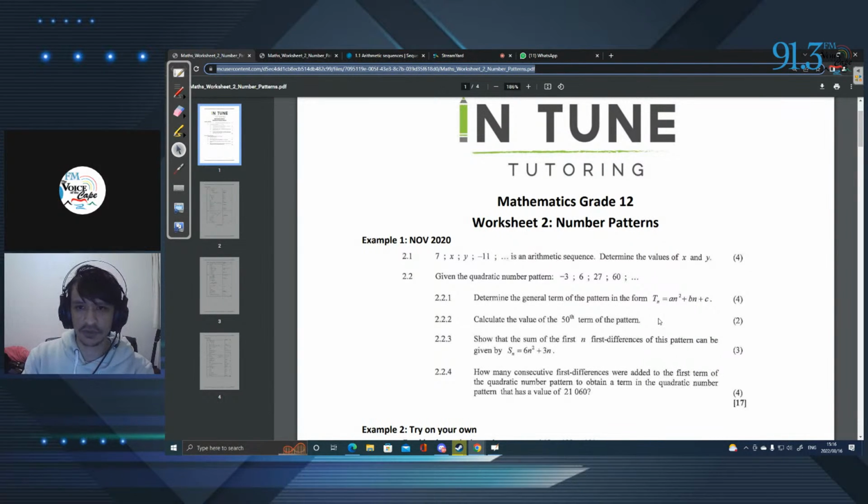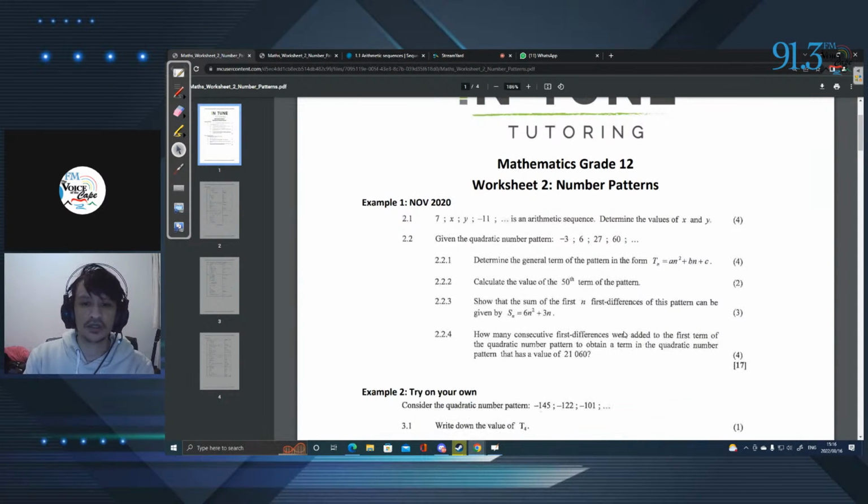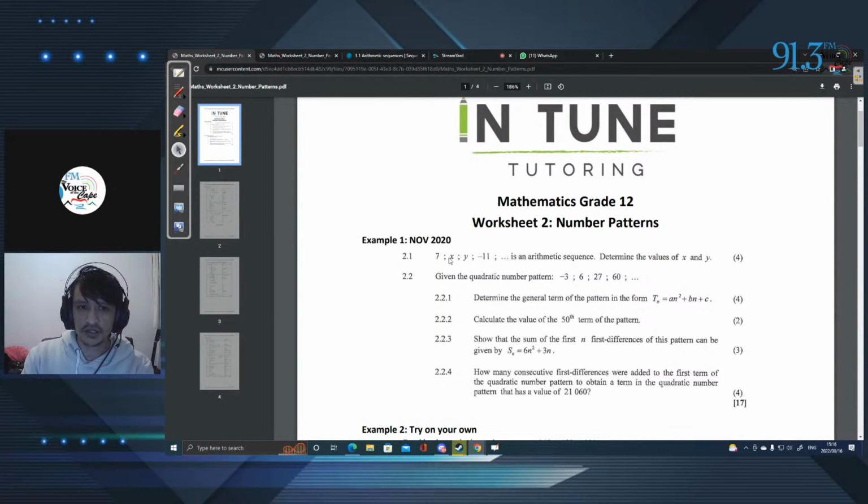Okay, assalamu alaikum, everybody. So today we'll be looking at mathematics, specifically number patterns. This, of course, includes sequences and series. We will go through a few examples that students may struggle with, and hopefully this will assist you in the matter. So let us commence. As we see here, the first question is from a November 2020 paper. The first question states that 7, x, y, negative 11 is an arithmetic sequence. Determine the values of x and y.